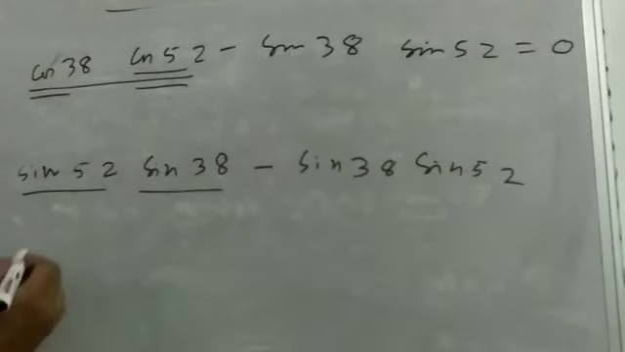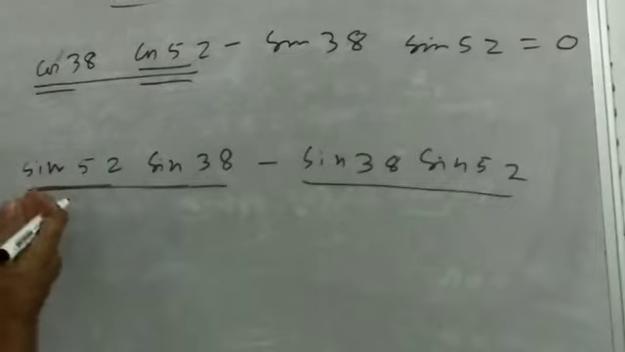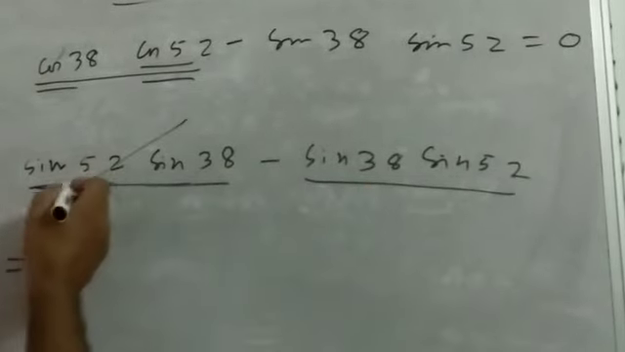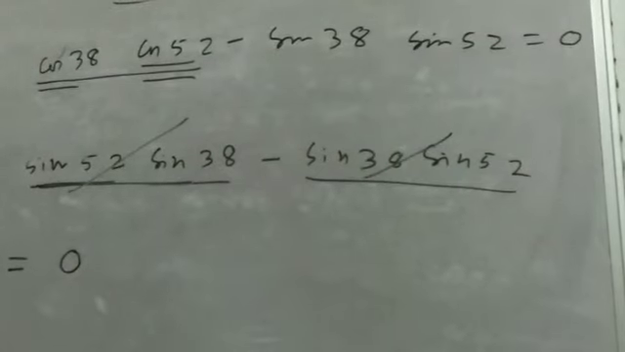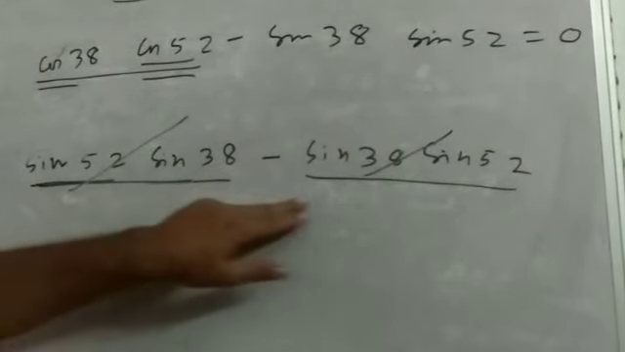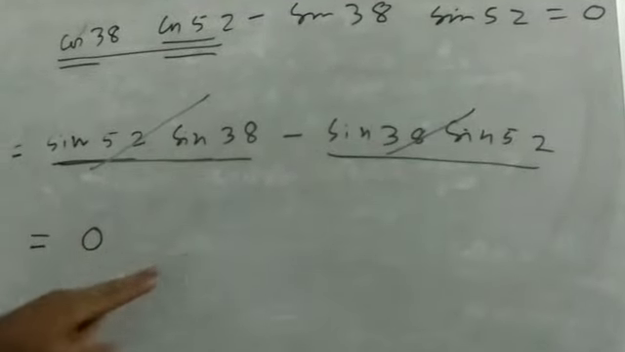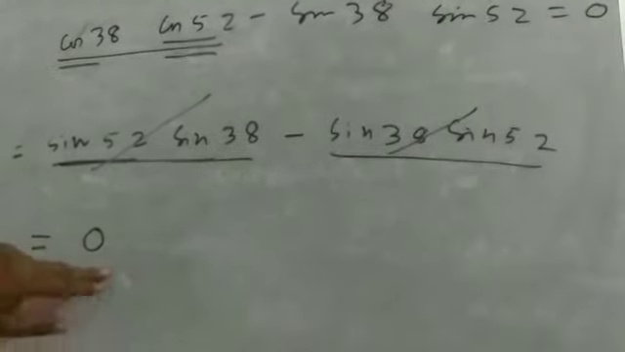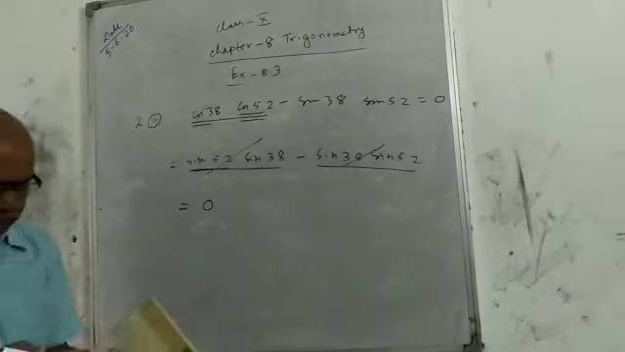Is that clear? Now you see this term and this term completely same. So this term is plus and this term is minus, so this plus minus terms cancel. So answer is 0. Is that clear? So this term and this term completely same. This plus term and this minus term, plus minus cancelled. Answer is 0. So number 2 is finished. Is that clear?